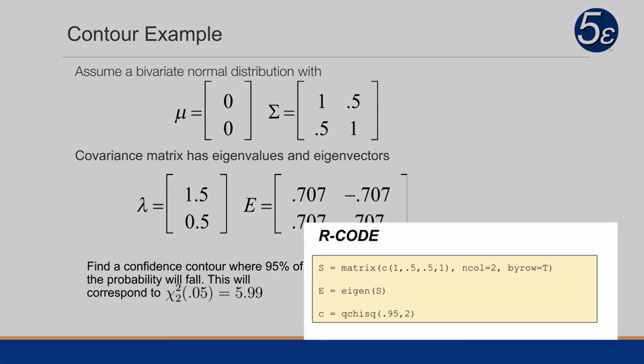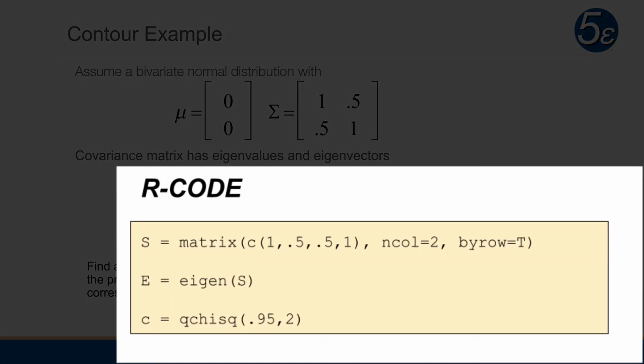In R, we have the code here for our matrix. We're representing S as the sample covariance matrix, the 1, 0.5, 0.5, and 1. We'll compute the eigenvalues of S, and we'll compute our C constant.